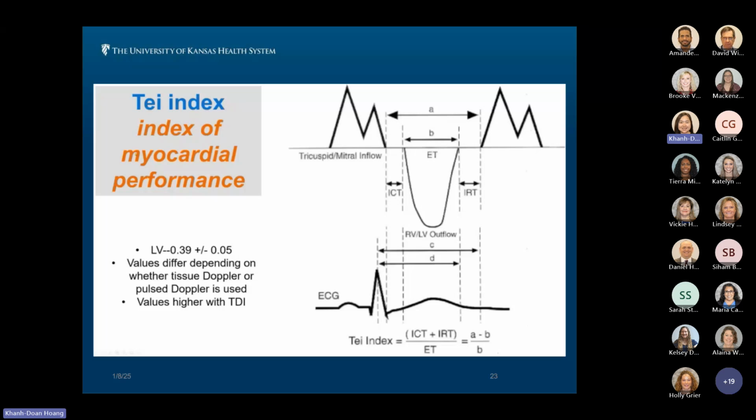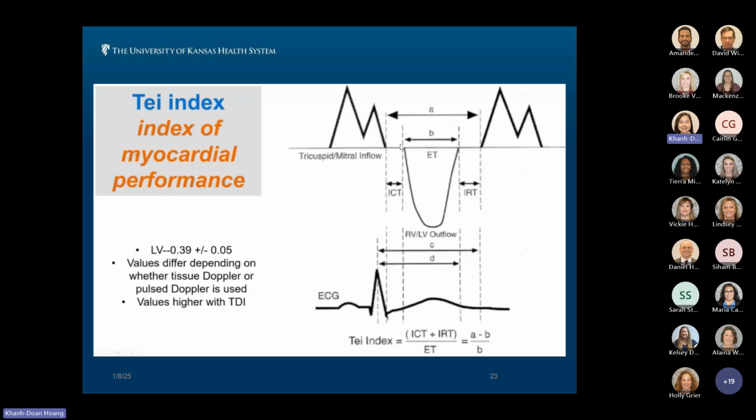by your ejection time. So essentially what it all means is that the more reduced your systolic function, the higher the Tei index, right? So it means if you're spending a longer time in the isovolumic phases compared to your ejection phase, your heart's probably sicker, because a sicker heart is going to spend a lot of time generating pressure and then releasing pressure.